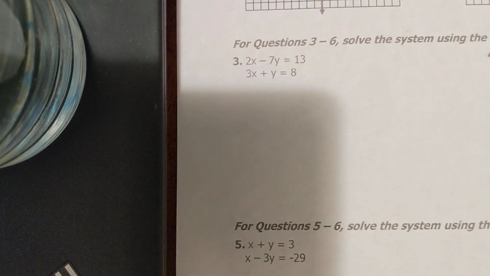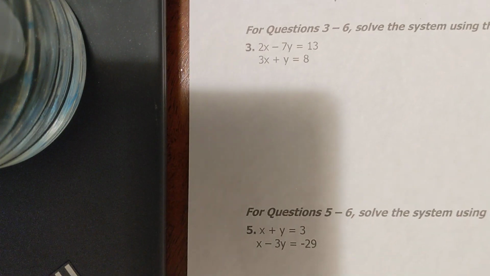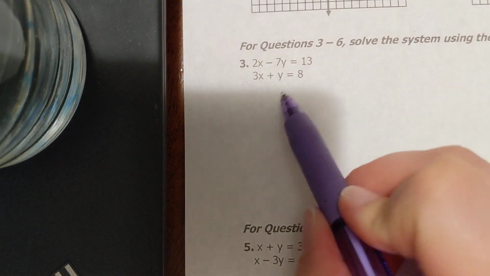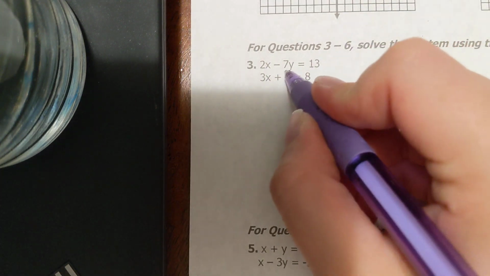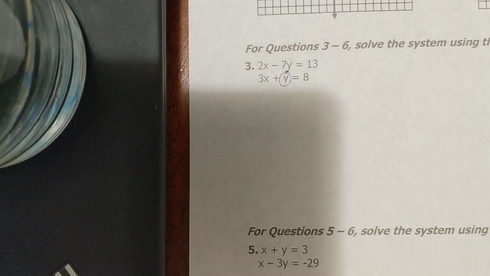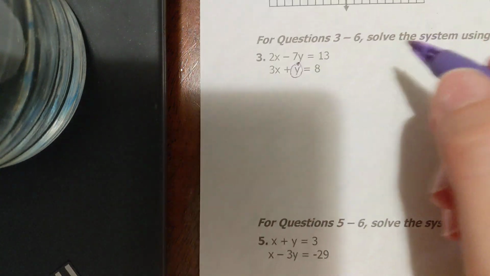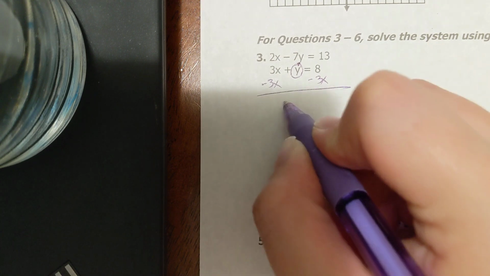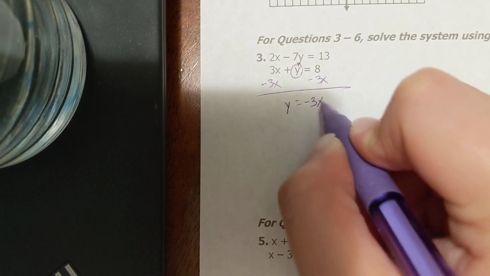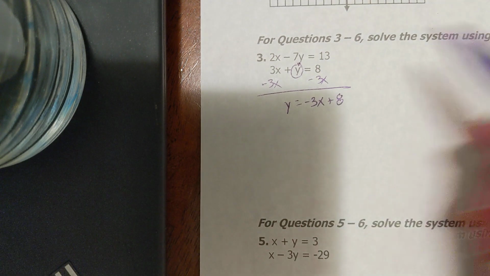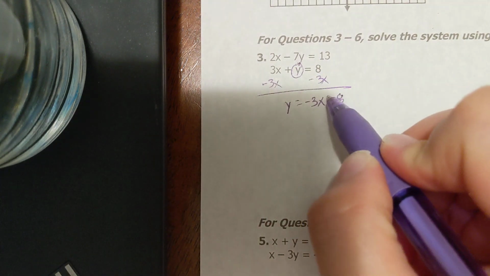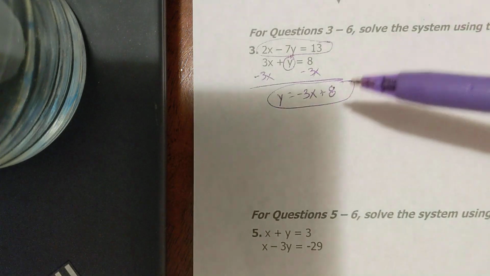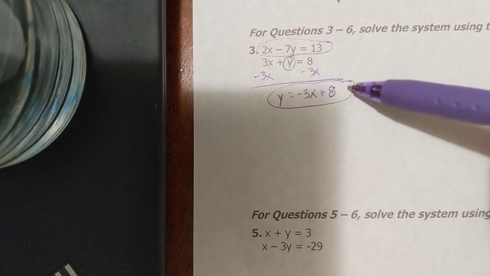For the next one, it's substitution. So you want to substitute one of the equations into the other one. This is good when you see a variable that's by itself, like this y has nothing else with it. So I'm actually going to get that y by itself in this equation by subtracting 3x. I'm going to get y equals negative 3x plus 8. And now, since I used my second equation to get that equation, these are my two equations. And so here I see that y is equal to that stuff.